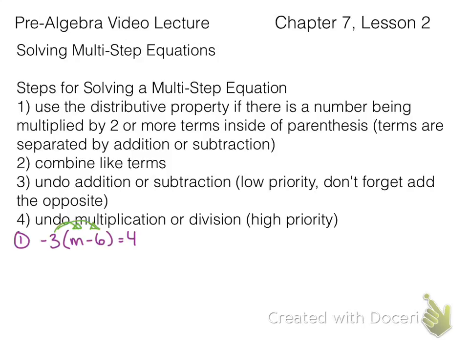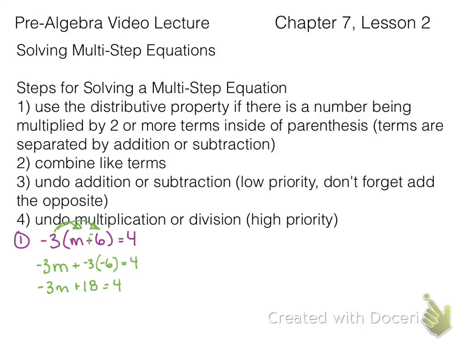We're going to distribute the -3 to the m and the 6, so I'm going to make it plus -6 because I'm going to add the opposite. So I have -3 times m plus -3 times -6 because I added the opposite. All right, I'm going to simplify a little. -3m plus 18, because -3 times -6 is positive 18, equals 4. Now I have what I had from the previous lesson, from lesson 1.